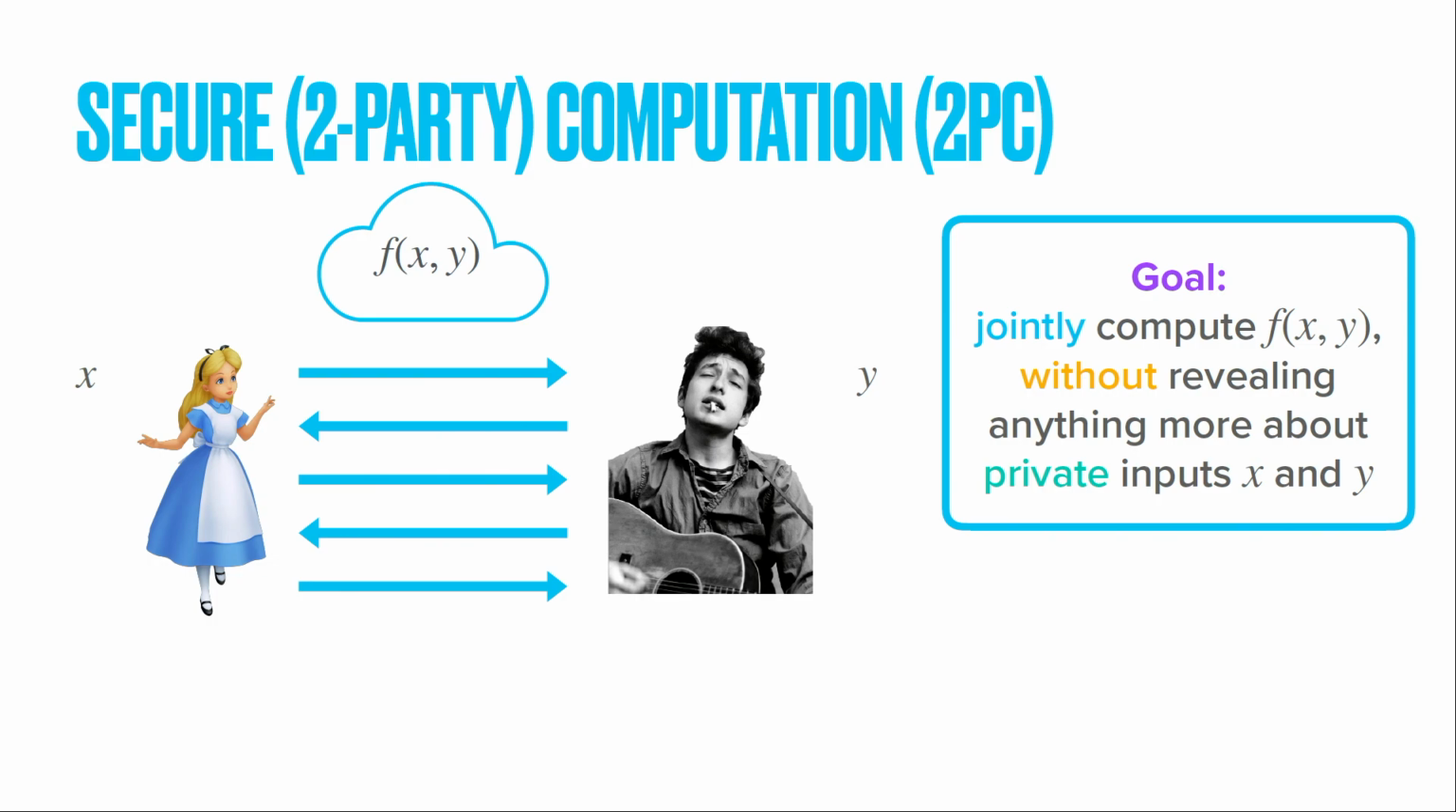So maybe Bob at the end of the protocol will learn that x is greater than y, if the function f evaluates whether x is bigger than y, but he won't know by how much larger x is than y.